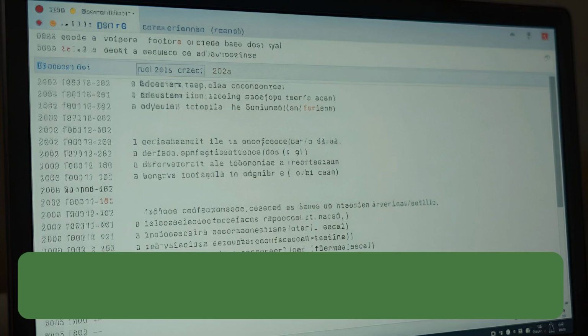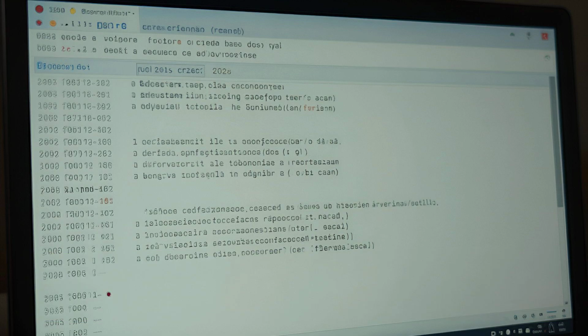Endpoint logs record activity on individual devices like laptops and desktops, including logins, file access, and system changes, making them essential for tracking what happened on a specific machine. In a scenario where one user's computer is suspected of being compromised, the correct source of evidence is endpoint logs, because they tell the story of what that device was doing.